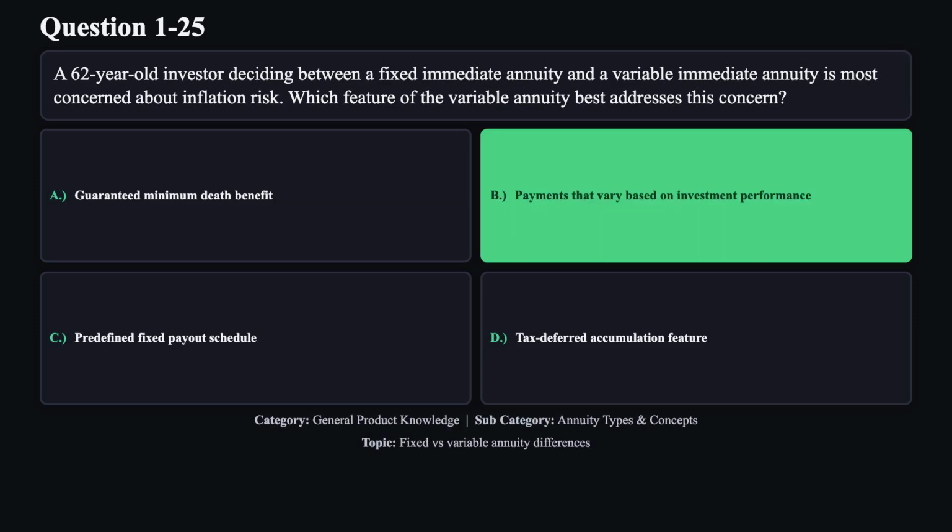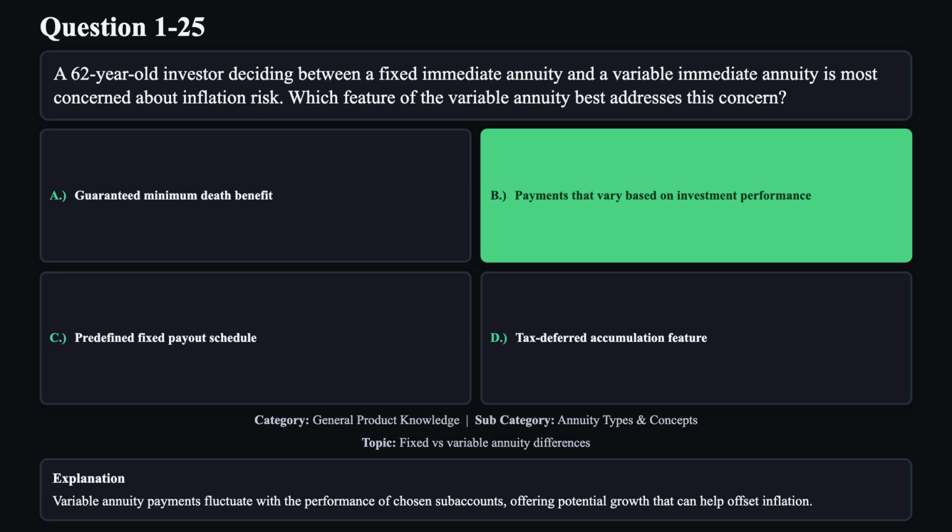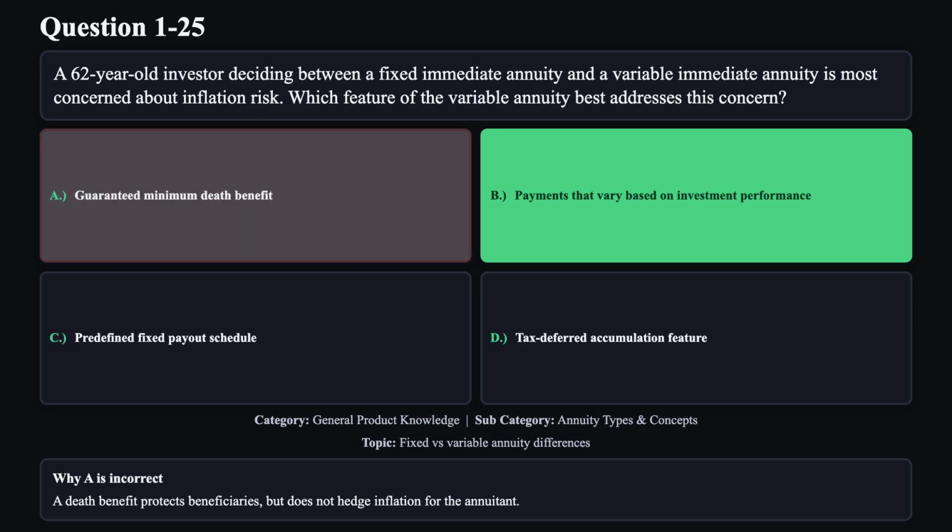The correct answer is B. Variable annuity payments fluctuate with the performance of chosen subaccounts, offering potential growth that can help offset inflation. Reason A is not correct. A death benefit protects beneficiaries but does not hedge inflation for the annuitant.